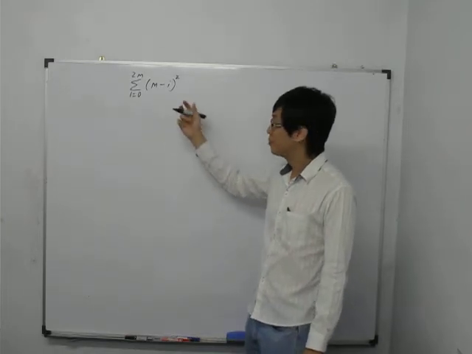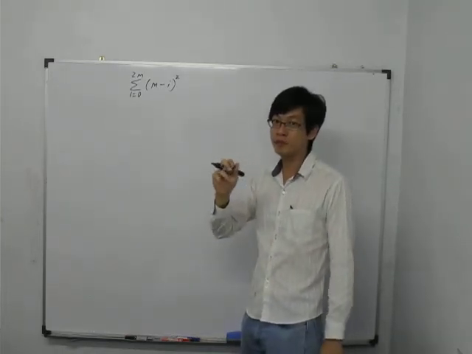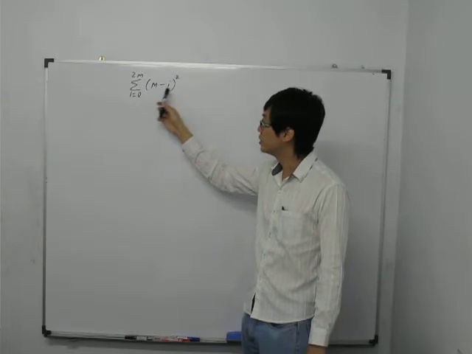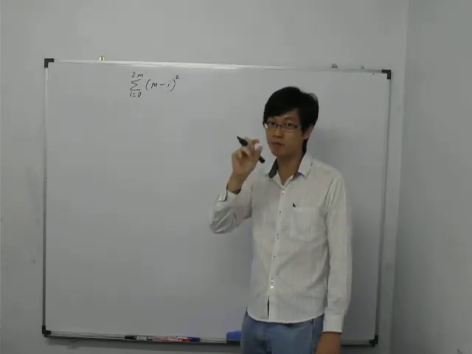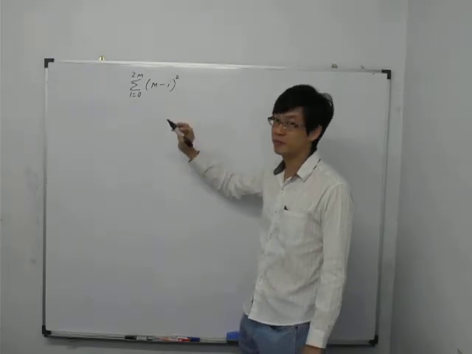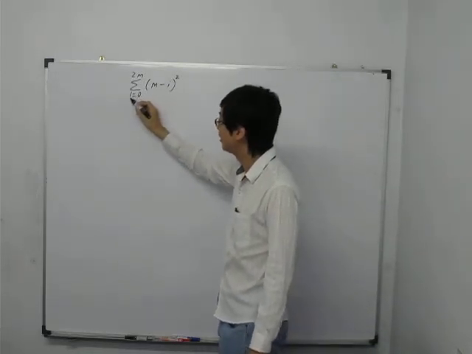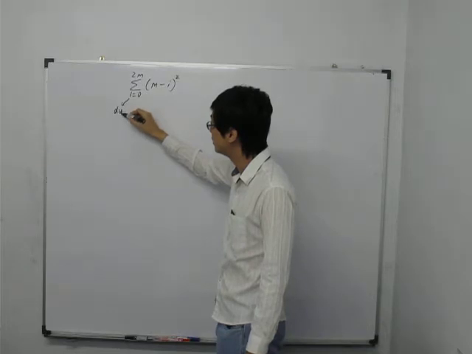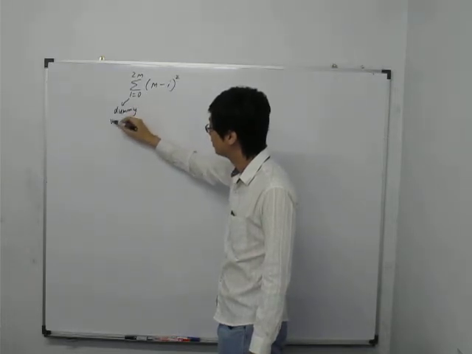Now before you attempt this question, it's very important to identify which is the dummy variable and which is the constant. For this question, the dummy variable is the i. This is called the dummy variable.